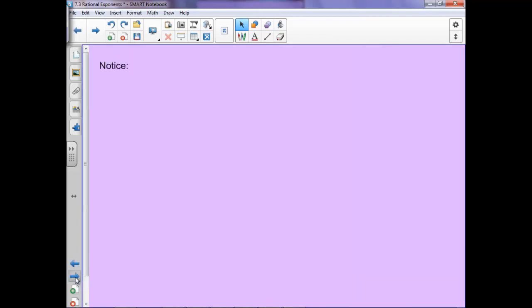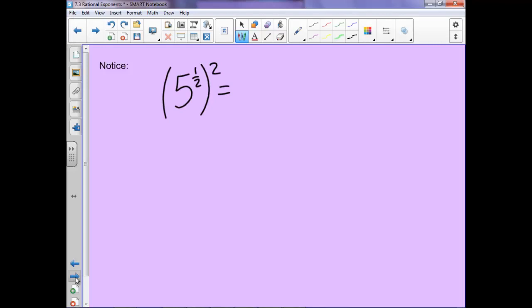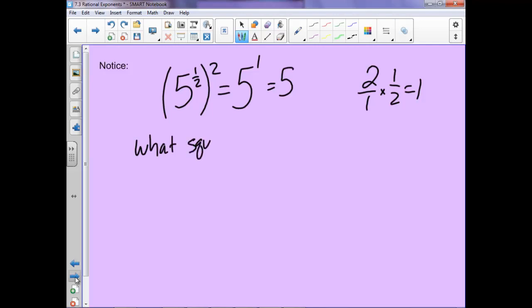Alright, so notice two things here. Using our rules of exponents, it's a power raised to a power, so this would be 5 to the 2 times a half. Well, 2 over 1 times 1 over 2 is 1, so 5 to the first power, which is 5. But we also want to think, what squared is 5?